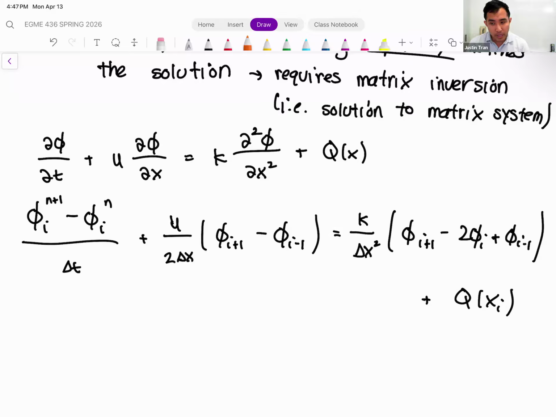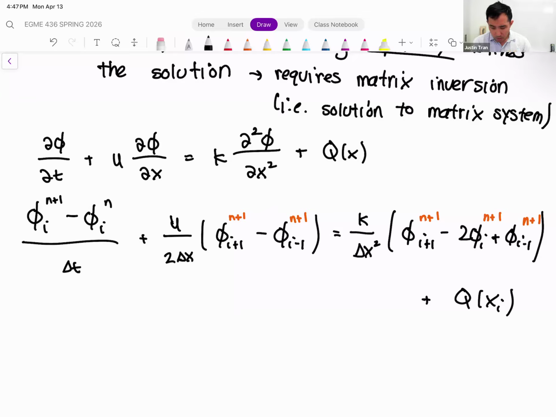For implicit Euler, everywhere we have a space derivative, we're going to assign a time index of n plus 1 instead. So for the convection derivative, we have phi I plus 1, n plus 1, phi I minus 1, n plus 1. For the diffusion derivative, we have phi I plus 1, n plus 1, phi I, n plus 1, phi I minus 1, n plus 1. So basically every phi term there has n plus 1, and the only phi term without an n plus 1, which is n, comes from the time derivative.